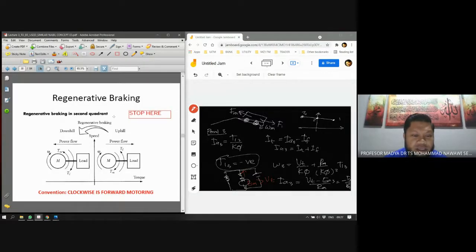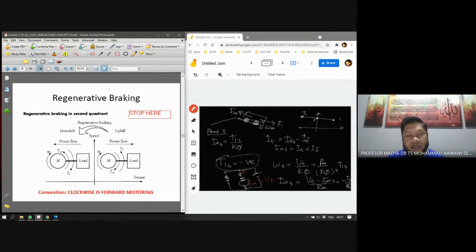So this is again to look at the regenerative braking, where we start from the motoring mode and we transfer to the generating mode. Sorry, braking mode, and this is also known as regenerative braking. So look at the direction, the rotation of the torque, following the speed or the rotation of the motor.